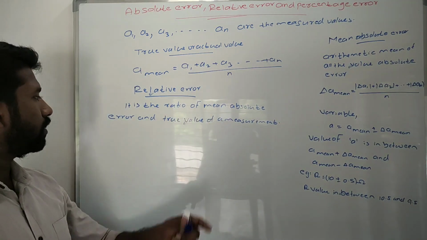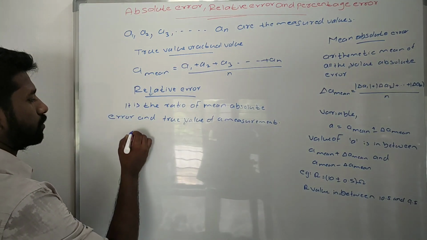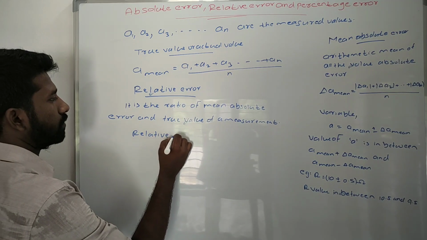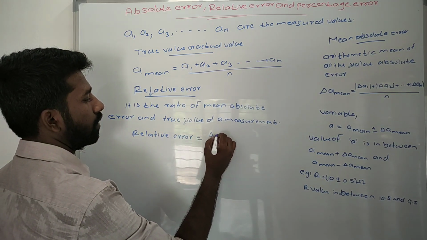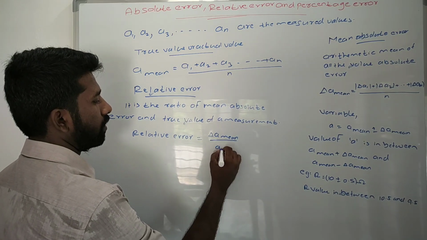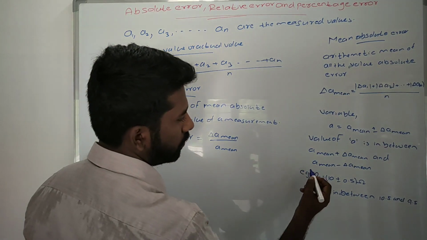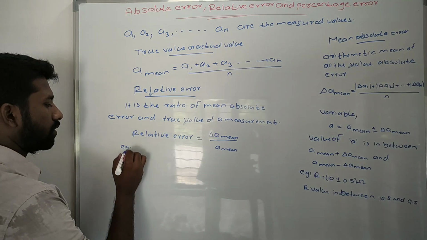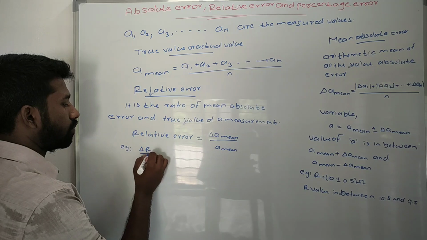It is the ratio of the mean absolute error to the true value of a measurement. So how can we define relative error? Relative error is equal to delta A mean, that is the mean absolute error, divided by A mean. Okay, in this example we will take the same example as before.